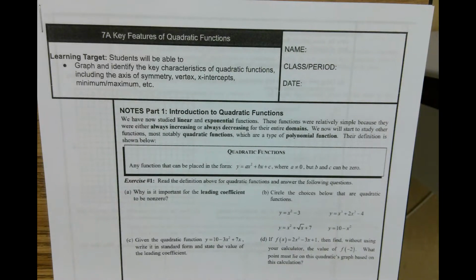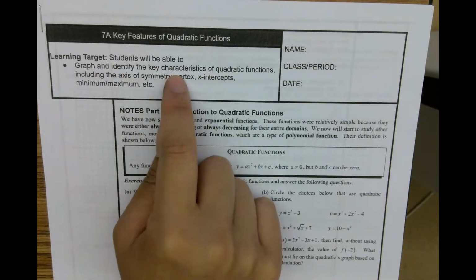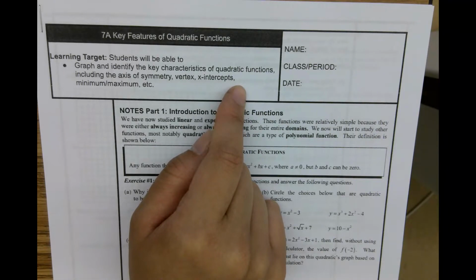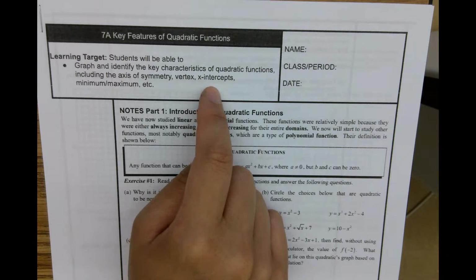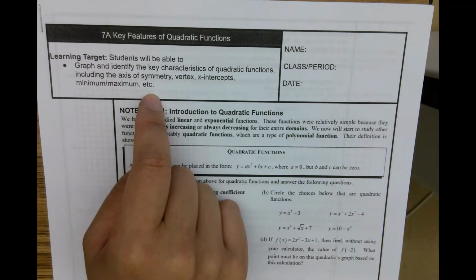Hi guys, so we are in our new unit, yay us, on quadratics. This is unit 7. We're going to start off 7a with key features of quadratic functions. By the end of this learning target, you should be able to graph as well as identify the key characteristics of quadratic functions. You should be able to find the axis of symmetry, the vertex, the x-intercepts, whether it has a minimum or a maximum, and other things related to our quadratic functions.